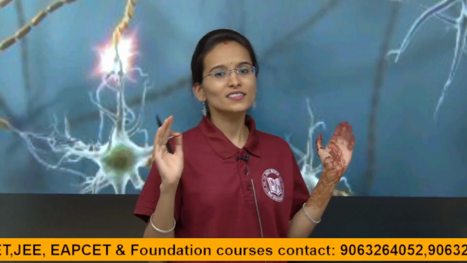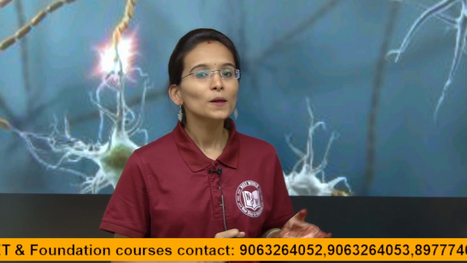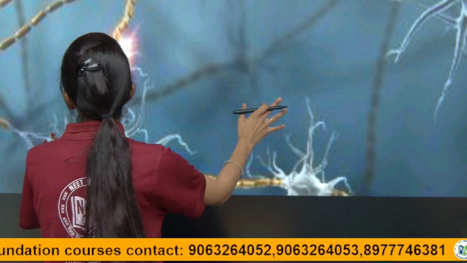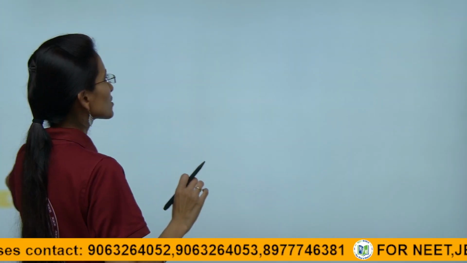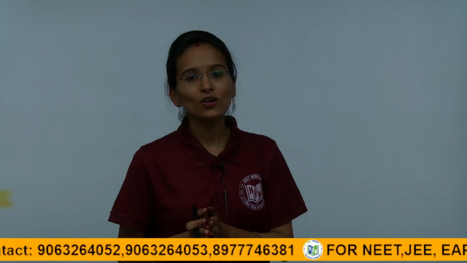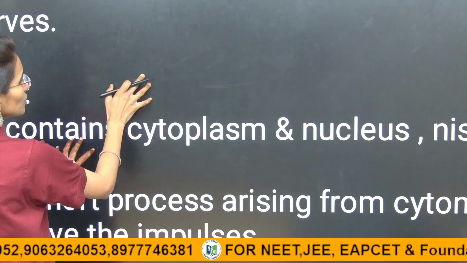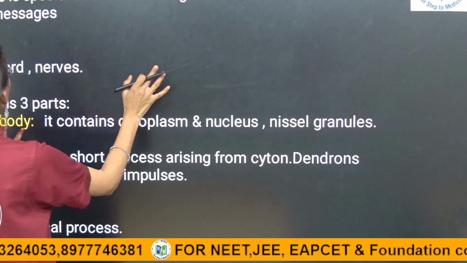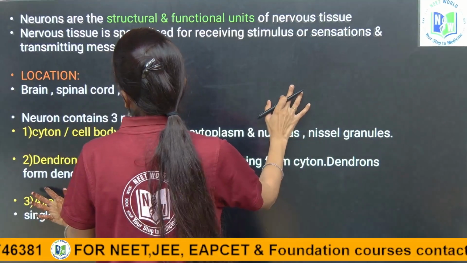So, coming towards the nervous tissue, first let us discuss its location. Nervous tissue is going to include three main areas: the brain, the spinal cord and the nerves. So, the brain.